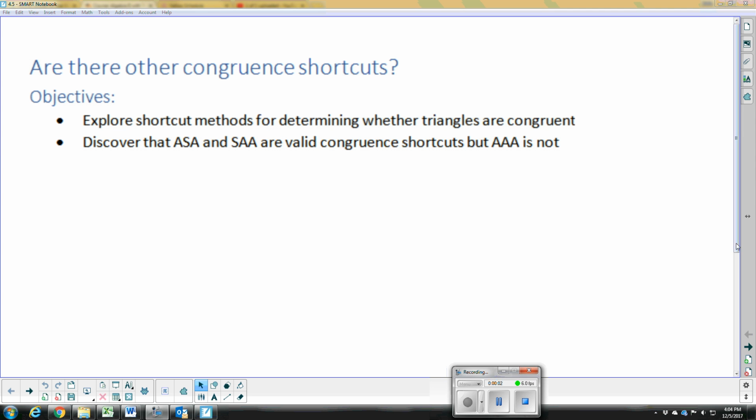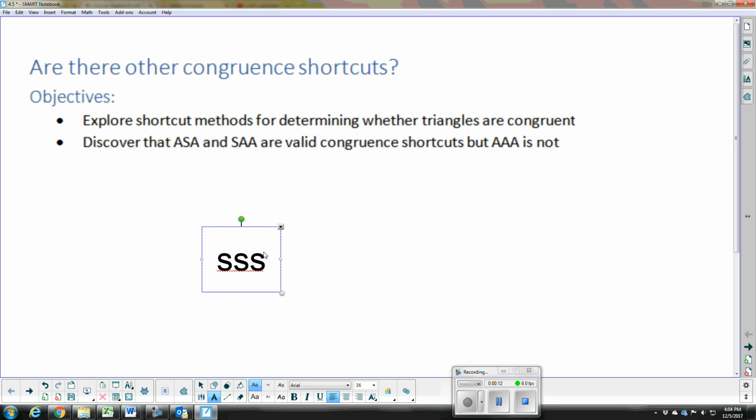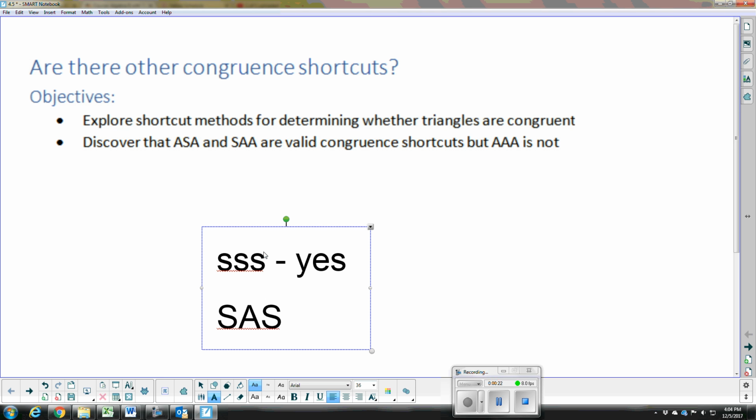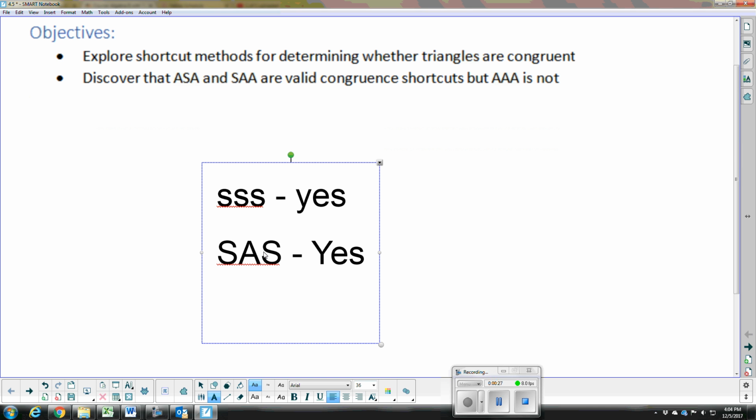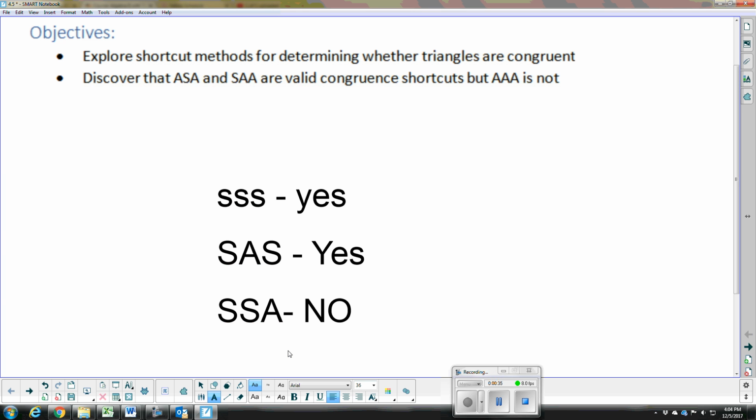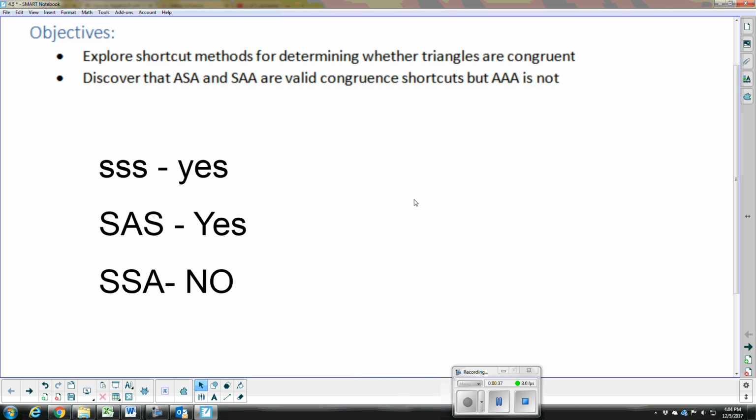Hi ladies, this is lesson 4.5 and this is about more congruence shortcuts. The ones that we just did in the last lesson, we discovered that side, side, side, yes, is a congruence shortcut. And side, angle, side, yes, is a congruence shortcut. But side, side, angle, no, is not a congruence shortcut. So we're going to look at a few more in this lesson.